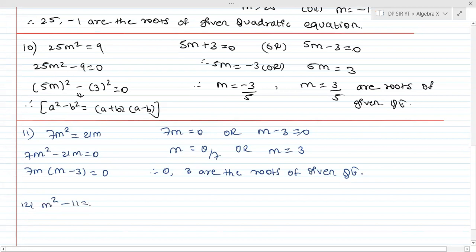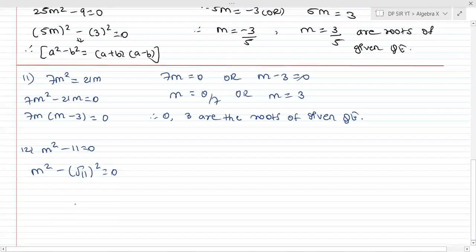Okay, and let's go to the last question, that is m square minus 11 is equal to 0. What you can do here, it can be written like this, m square minus root 11 the whole square is equal to 0. So here it would be a square minus b square. Therefore, here it would be m plus root 11, a plus b, and a minus b, that is m minus root 11, which is equal to 0.